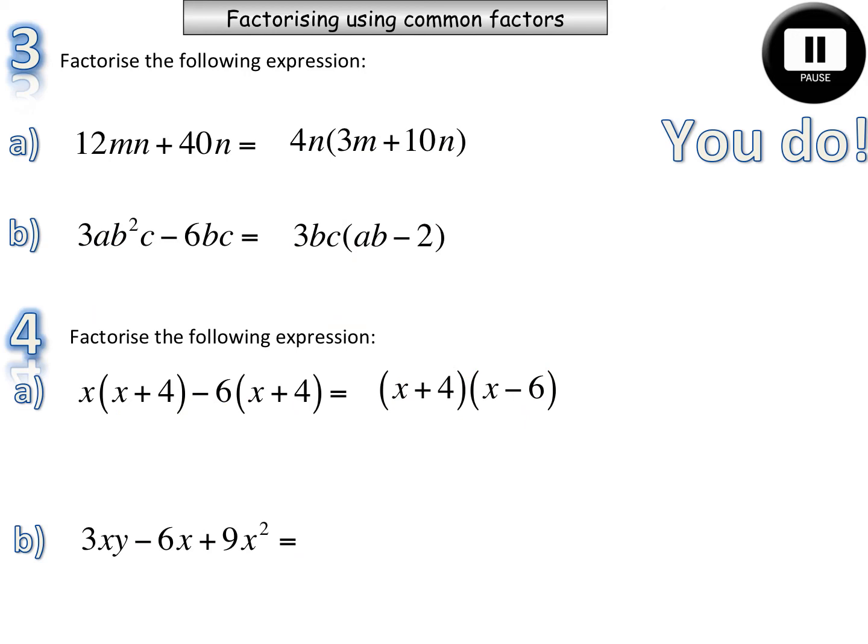And the last one, we have a trinomial, 3 terms. So you have to figure out what is a common factor, or what's the highest common factor. I notice that there's a 3 in all 3 of those, but I also notice an x in all 3. So if you take out a 3x, 3x times y is 3xy. 3x times negative 2 is negative 6x, and 3x times 3x is positive 9x squared.